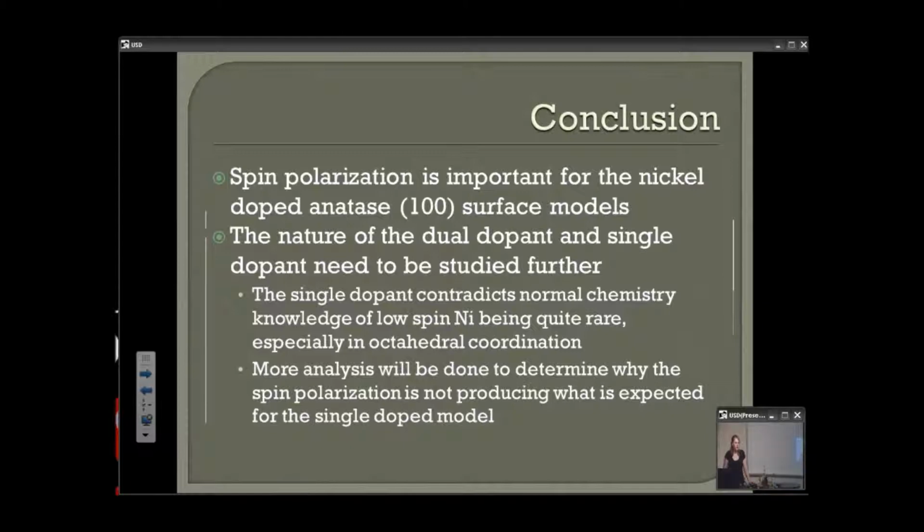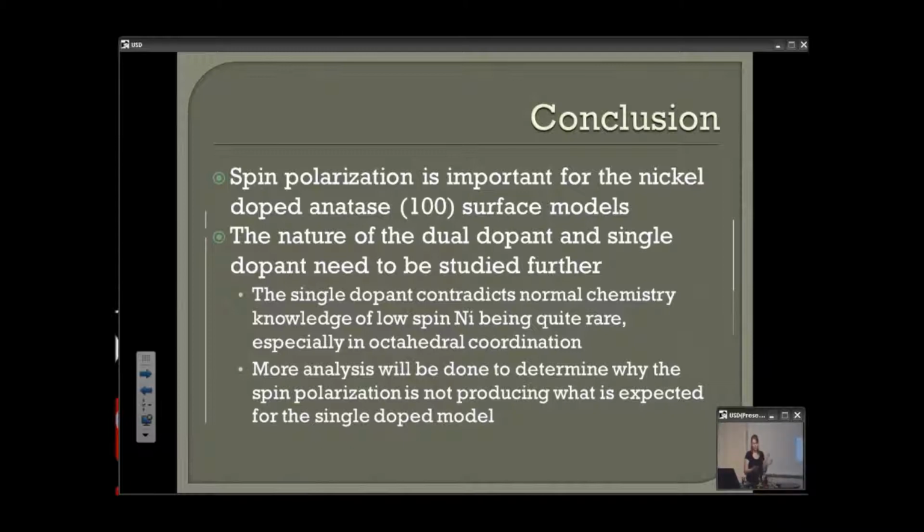So in conclusion, we know that spin polarization is important, but the dual dopant and single dopant need to be studied further, because I honestly can't think of a chemical reason why the single dopant would not be magnetized and the dual dopant would when we're dealing with an even number of electrons. So this, I think, indicates low spin nickel, which is quite rare in this octahedral complex from what my short research last night showed. So we need to do a little bit more analysis.